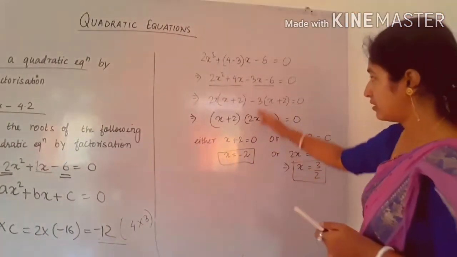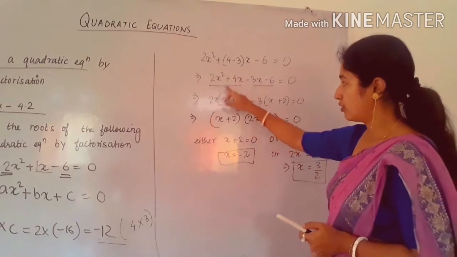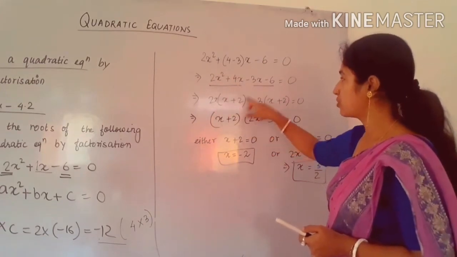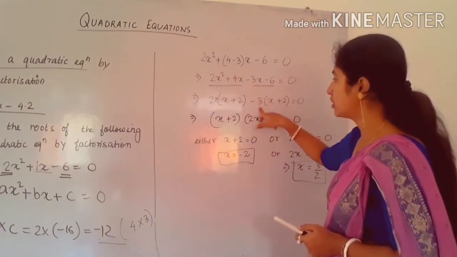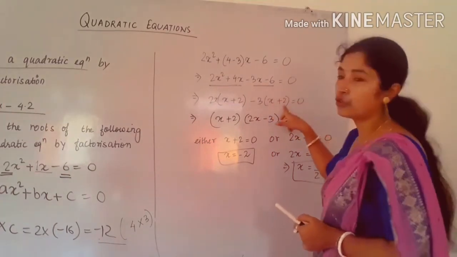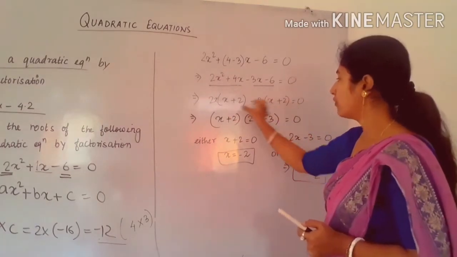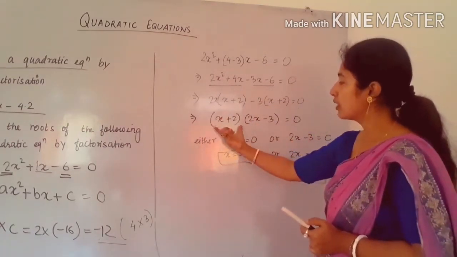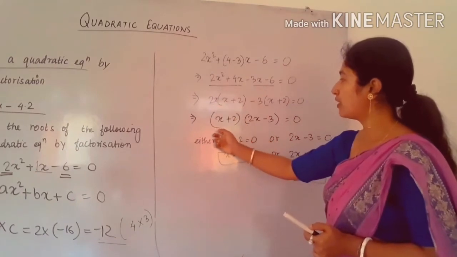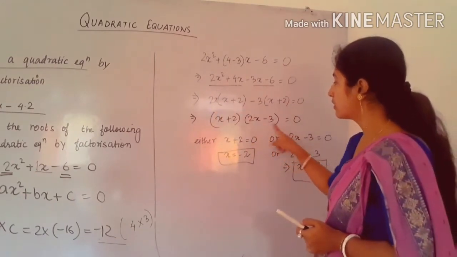So in this way we have taken common from these two terms. 2x is common, so inside the bracket we have x plus 2. From the other term we will take 3 common outside, so x is remaining plus we have 2. Next, the bracket term is common, so again we will take x plus 2 as the common term, and the remaining term is 2x minus 3.